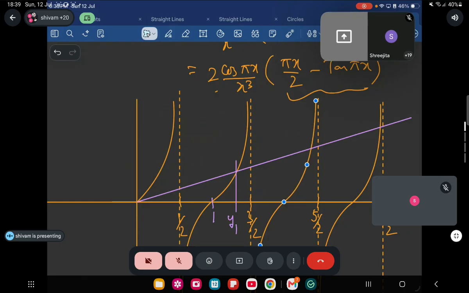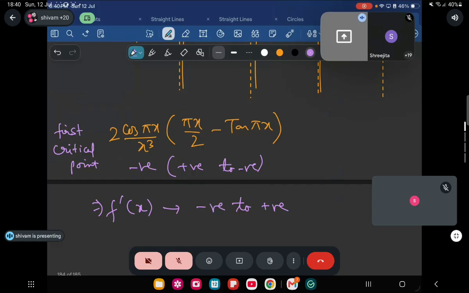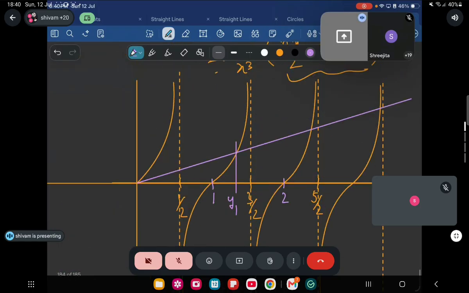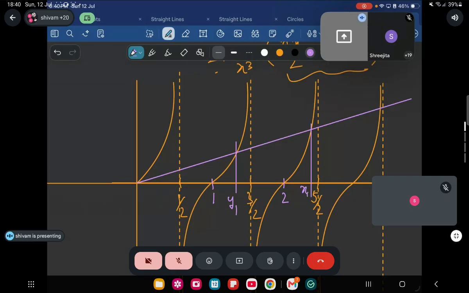Next, everyone pay attention. In the second one, can you understand that this point will be 2 to 5 by 2, which means the angle will lie in the first quadrant. In the first quadrant, cos pi x is positive. If cos pi x is positive, then dy by dx will change its sign from positive to negative. So this is x1. Are you getting it? Anyone having any doubt, you can ask me.